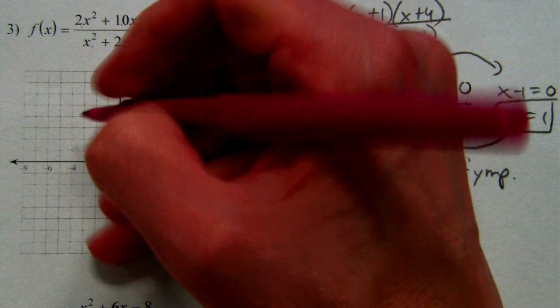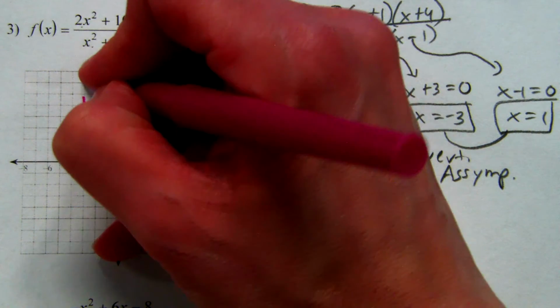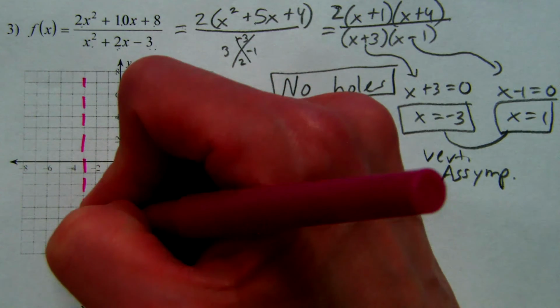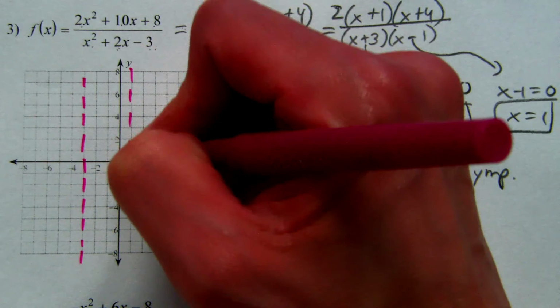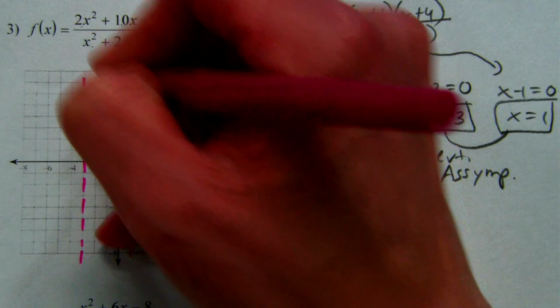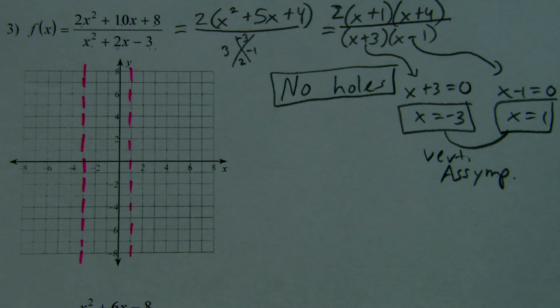So at -3, I like to use a different color for that just to show it's not actually part of my graph. And then at 1. So there's our vertical asymptotes. But the vertical one's always on the bottom.